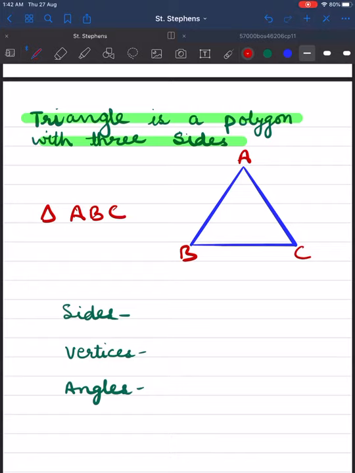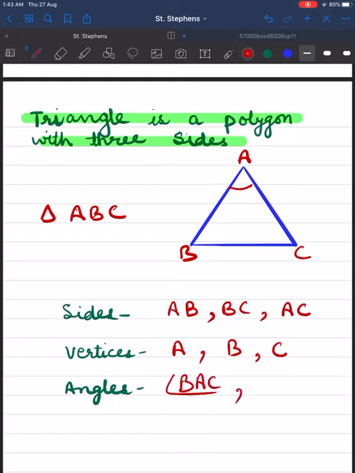Now let's write the three sides of the triangle. These are side AB, side BC and side AC. The three vertices are the three corners of the triangle. So A, B and C. Let's write the three angles. Angle BAC, angle ABC and angle ACB.